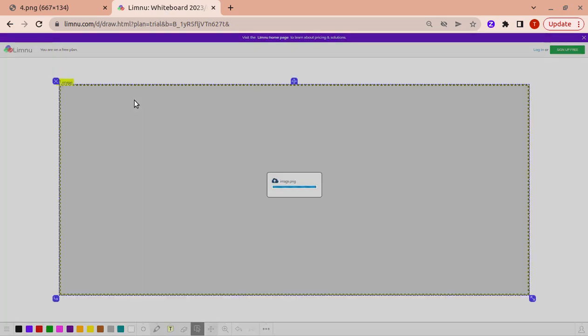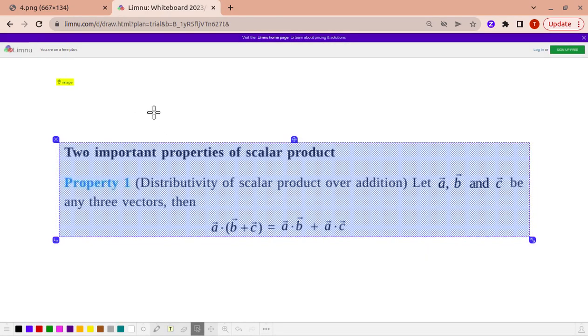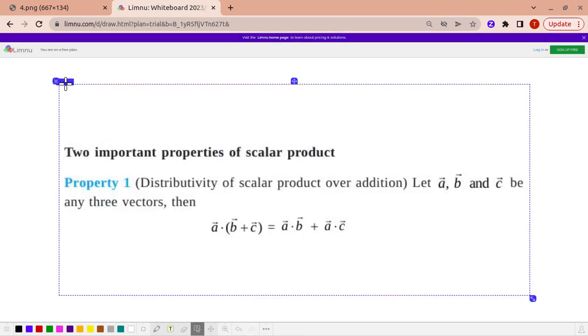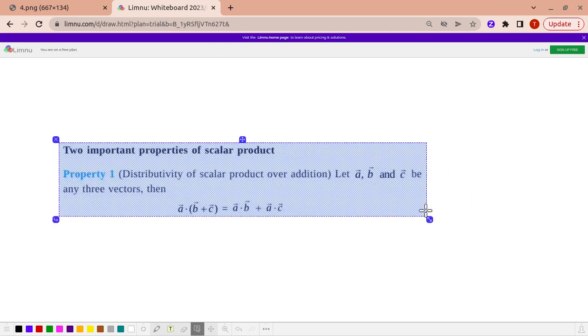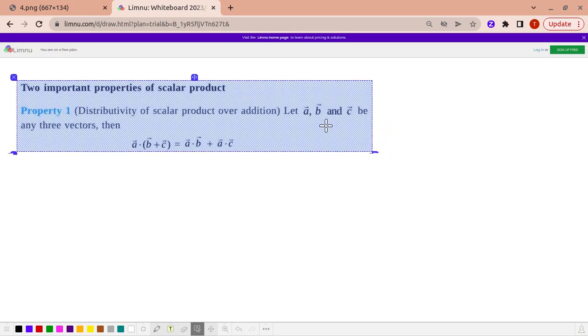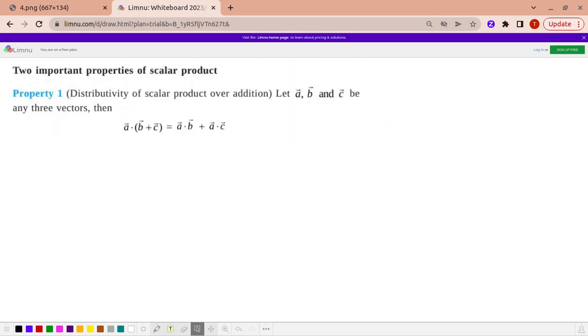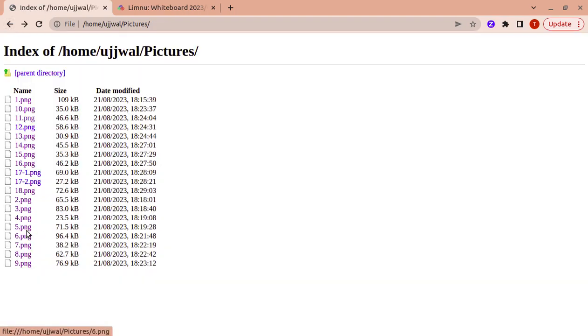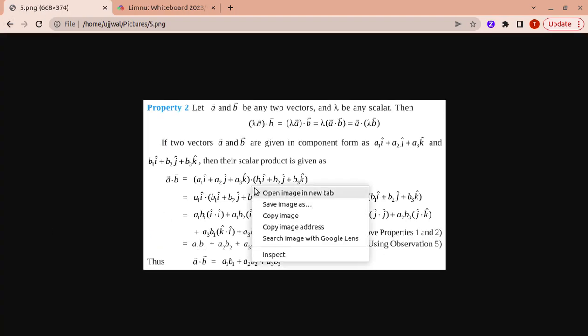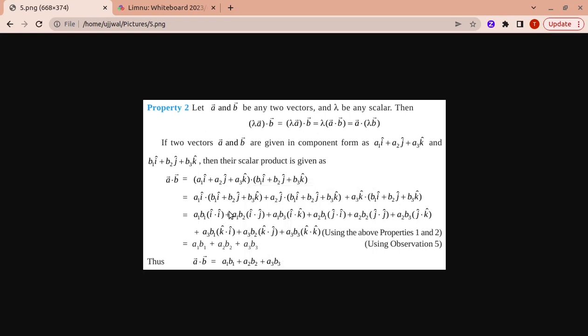The first property is the distributive property of scalar product over addition. So here 2 operators are coming. One is the scalar product, and the second one is the addition. And the second property I am going to represent is this one.